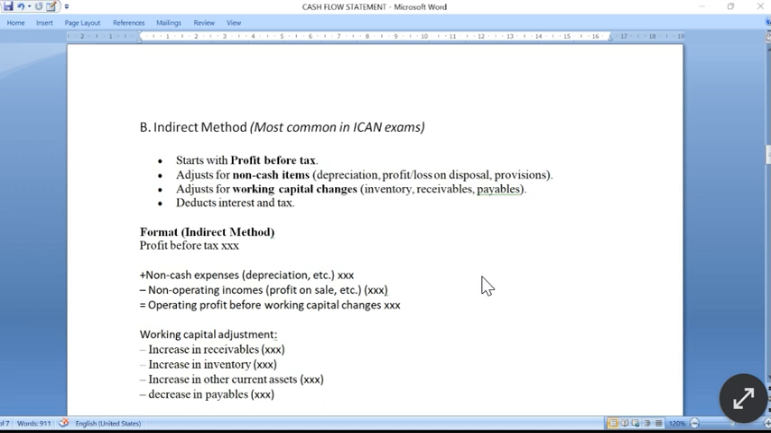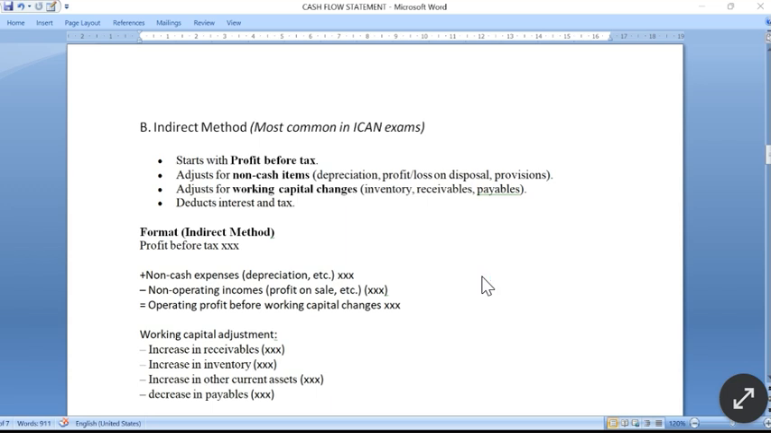The first thing, like I said earlier, is you put down the profit before tax. Then the next thing that you do is to add every one of these non-cash items, that is depreciation. You add depreciation. If there is a loss on disposal, you will add it. If there are provisions, you will add them. And then you are going to subtract, if there is a gain on disposal, you will subtract it. Please take note of what I've just said. Very, very important.